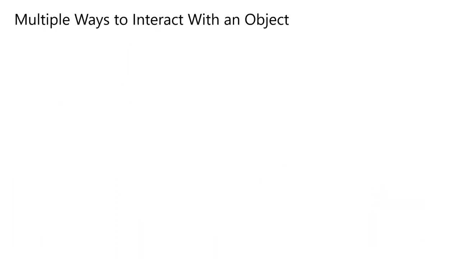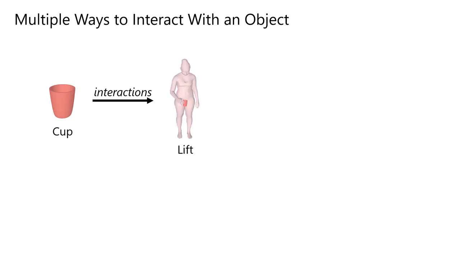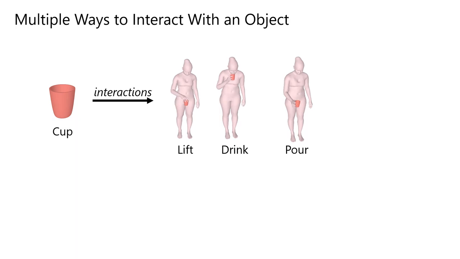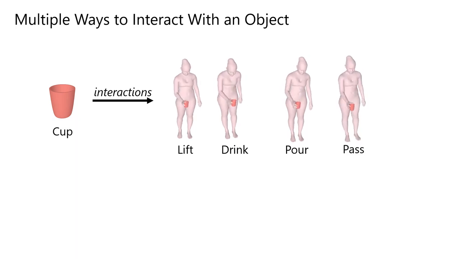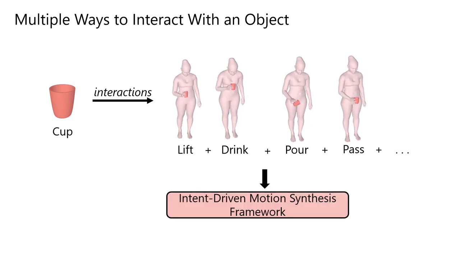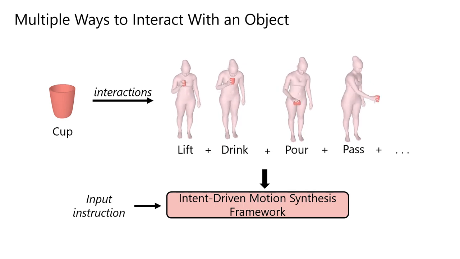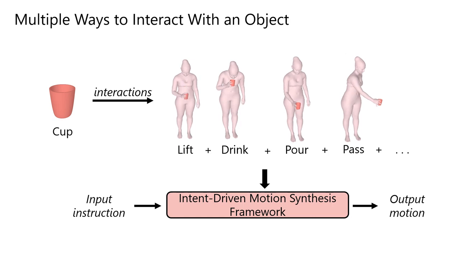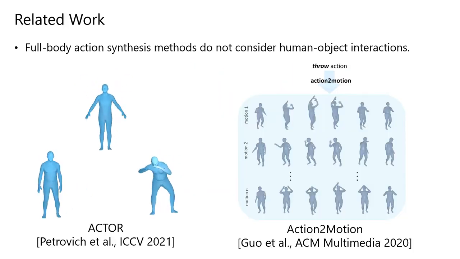There are multiple ways to interact with almost any object. For instance, a plausible set of interactions with a cup is to lift it, drink from it, pour from it, or pass it on. Instead of modeling these interactions in 3D manually, an alternative is to learn a motion synthesis framework that accepts an instruction label depicting the object used and the action performed, and that automatically synthesizes a diverse set of desired motions.